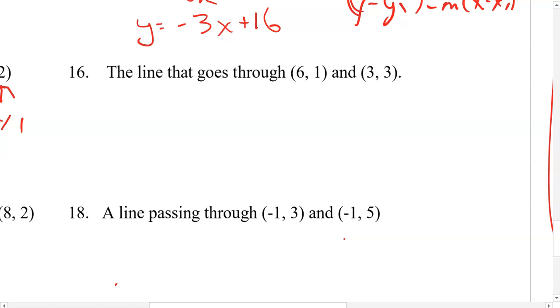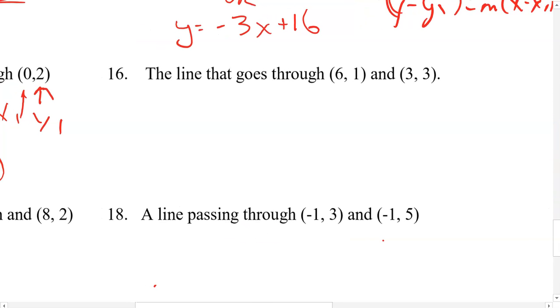16 I had left for you to do, but since you aren't here, we'll do it together. So the first thing I want to do on number 16 is calculate my slope. On both the point slope and slope intercept form, I need that. So what is slope equal to? It is the difference of y2 minus y1 divided by the difference x2 minus x1.